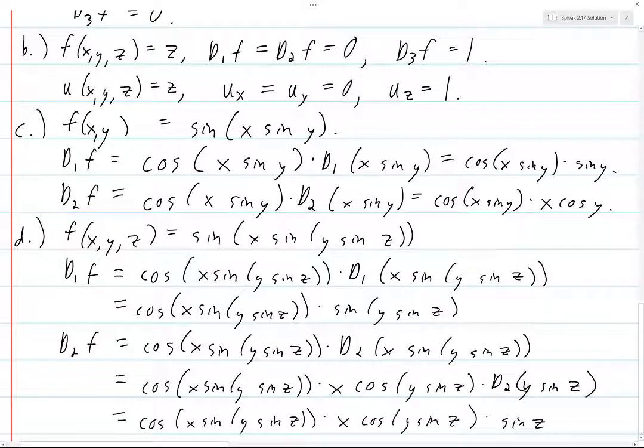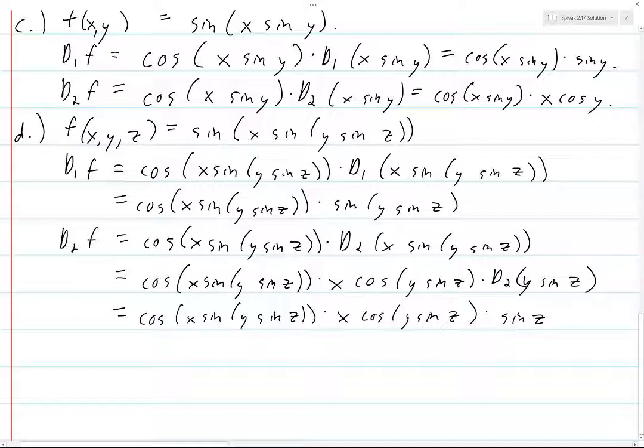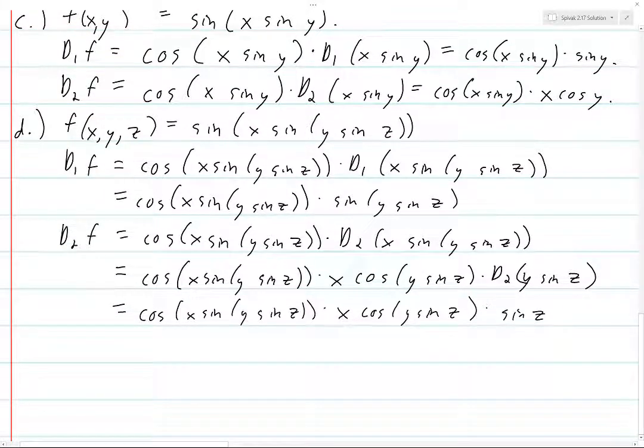So you see, every time we take a derivative, we basically have to use the chain rule multiple times until we get to whatever variable we're at. For the first variable, we had to do the chain rule once. For the second variable, we had to do it twice, and you should be able to see a pattern. For the third variable, we're going to have to use the chain rule 3 times.